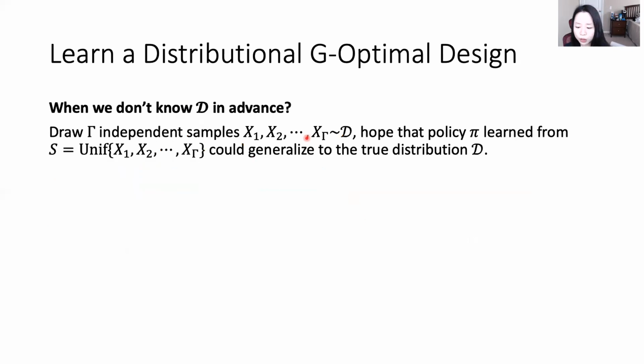Okay, so what to do when we don't know D in advance? A natural approach is to draw some independent samples x_1, x_2, ..., x_gamma from D and hope that the policy pi learned from the uniform distribution over these samples could generalize well to the true distribution D.